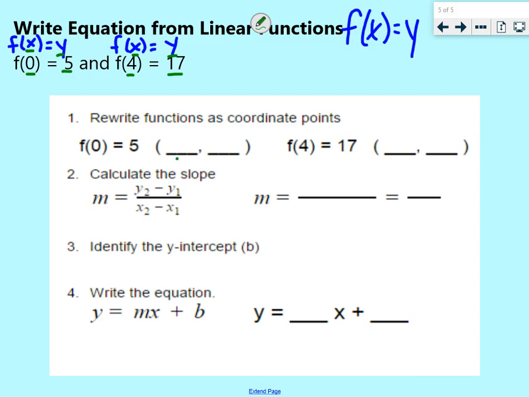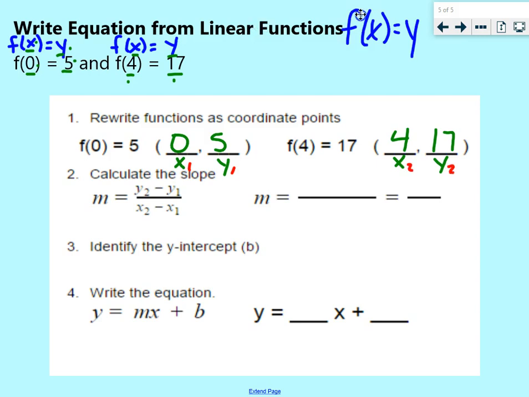So we can actually rewrite our functions as coordinate points. This x lines up with 0, so we can say 0. This y lines up with 5, so we have (0, 5). Same thing over here. We have 4 and 17. 4 lines up with the x, 17 lines up with the y. Make sure you number your points, x1, y1, x2, y2, so that we can go to the next step, which is finding slope.